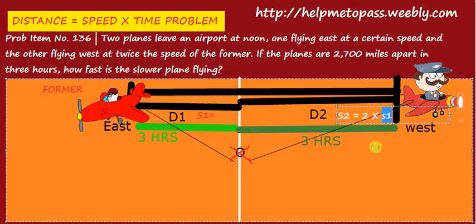They left the airport at the same time, and they are now traveling in the opposite direction, because one is going east and the other is going west. So they are in the opposite direction. Can you follow?